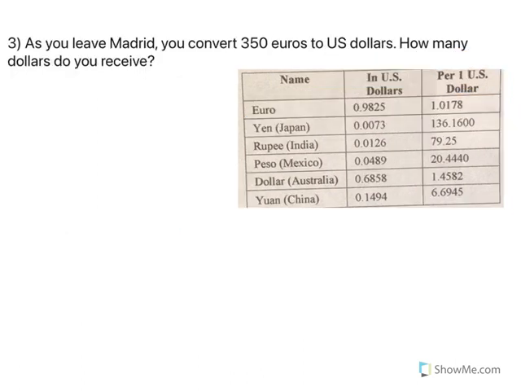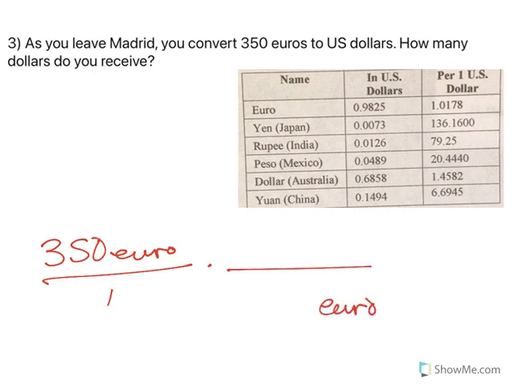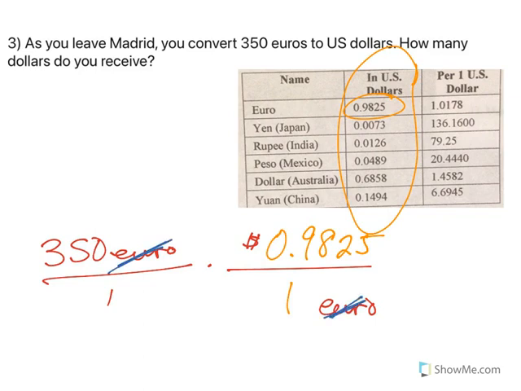Then you leave Madrid, and you have 350 euro, and you want to exchange that back to dollars. Okay, so now I need euro in the bottom, I need American dollars in the top, so we're using the in US dollar column because we need the foreign currency in the denominator. So I'm going to use the 0.9825 over 1 euro. That makes the euros cancel out. We multiply straight across, and we have roughly $343.88 rounded to the nearest penny.